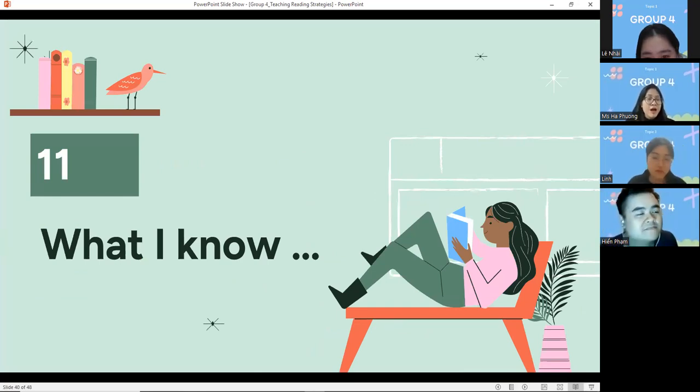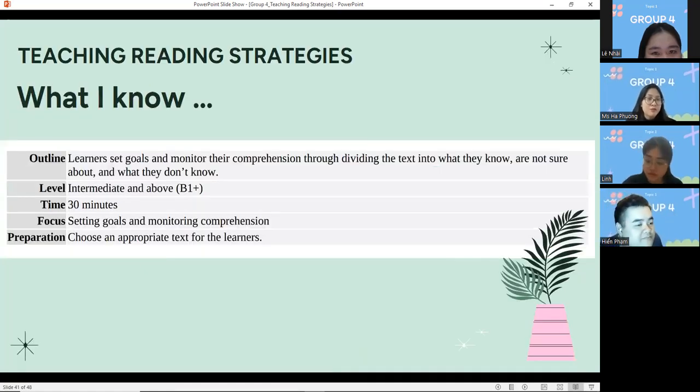Next, I'm going to talk about the "What I know" strategy for teaching reading. In this teaching reading strategy, the outline is that learners set goals and monitor their comprehension by dividing the text into what they know, what they are not sure about, and what they don't know. For the level, this is suitable for intermediate and above. It means that it's more suitable for high school students and undergraduate students. As for time, it allows 30 minutes and focuses on setting goals and monitoring comprehension.